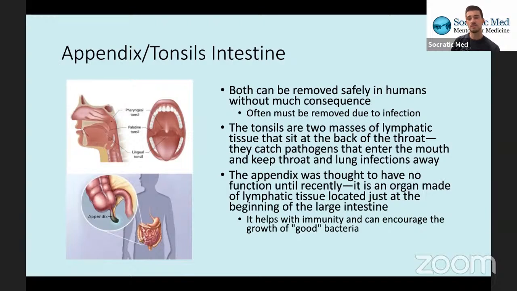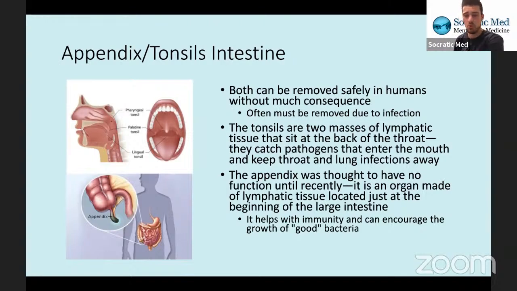So the tonsils are two masses of lymphatic tissue that sit at the back of the throat. They catch pathogens that enter the mouth and keep throat and lung infections away. So specifically when we inhale and when we breathe in, your tonsils basically act as a net. They can catch anything that's coming in, and they can notify lymph nodes and other spots in your immune system to mount a response. So if things are going into your mouth, the first piece of lymphatic tissue, the first piece of immune tissue that they're going to hit are those tonsils.